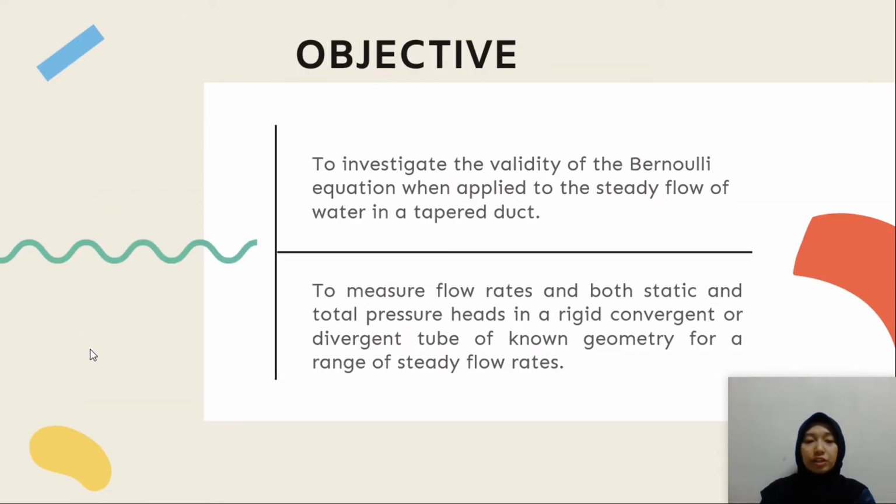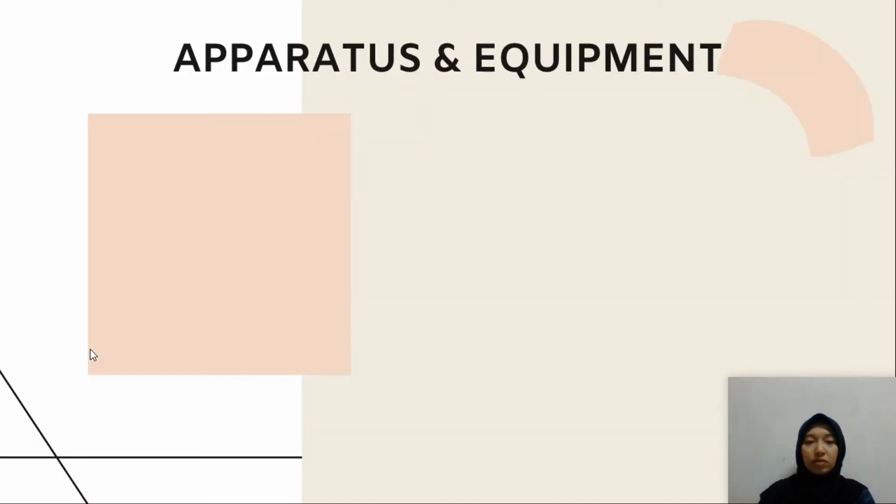The objective of this experiment is to investigate the validity of Bernoulli's equation when applied to the steady flow of water in a tapered duct. Second, to measure flow rates and both static and total pressure heads in a rigid convergent and divergent tube of known geometry for a range of steady flow rates.